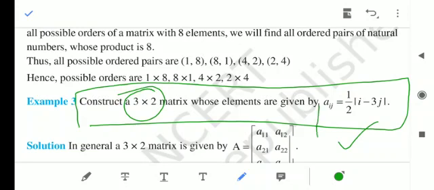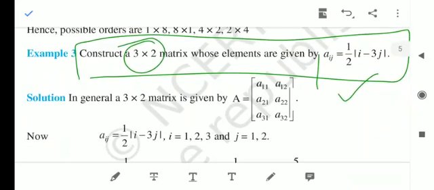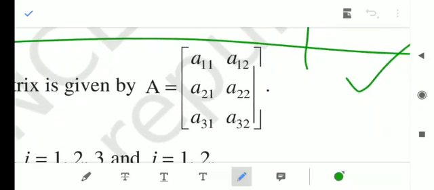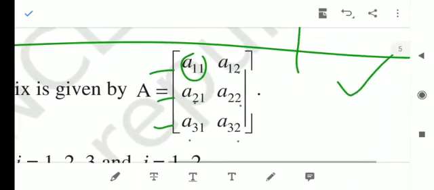Now look, 3 rows, and what is the position of A11? It means first row, first column. This is first row and second column, A12. It is second row and first column, second row, second column, third row, first column, and third row, second column. Accordingly, their positions are set.